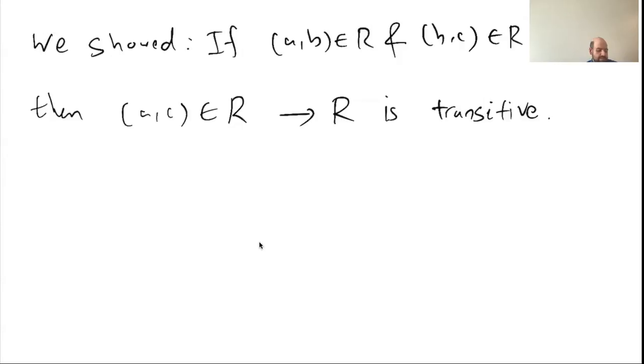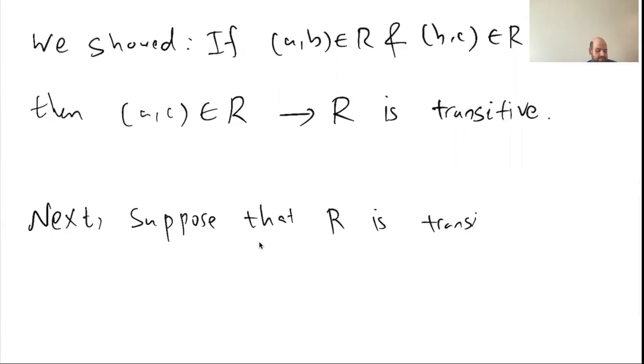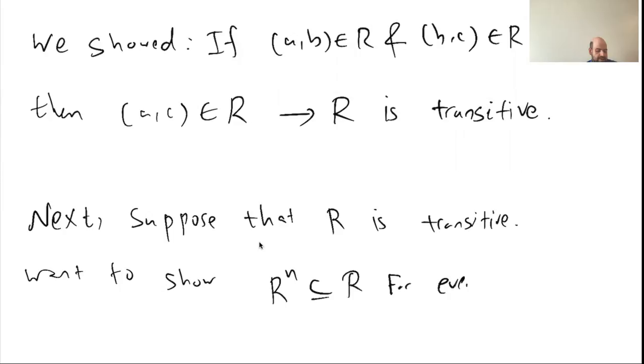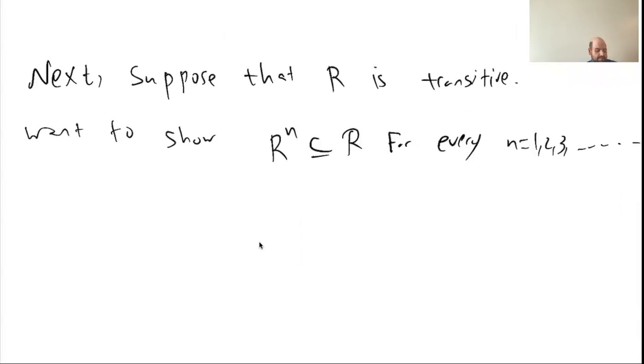Now the other part of the theorem, next. Suppose that R is transitive. And we want to show R to power n is a subset of R for every n equals 1, 2, 3, and so on. So the best way to prove this is by using induction. We will prove this by induction.